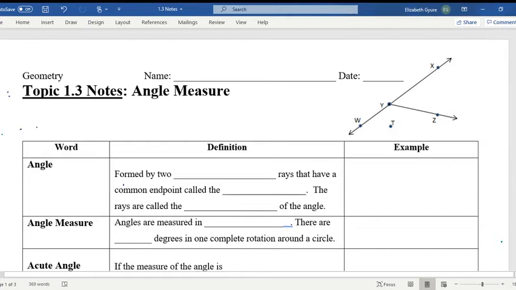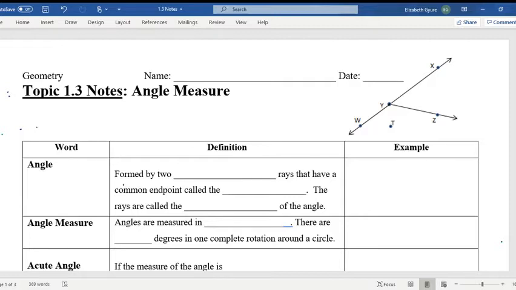Today for topic 1.3, we're going to be looking at angle measure. We're going to start off with some vocab and taking a look at a diagram, making sure we know how to label everything properly and identify things. So our first word to define is angle. And I know you guys know in general what an angle looks like, but we need our formal definition so we can see all the parts of our angle.